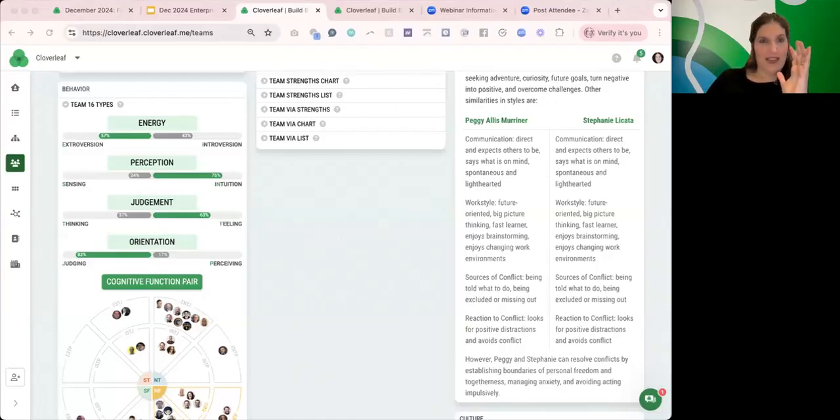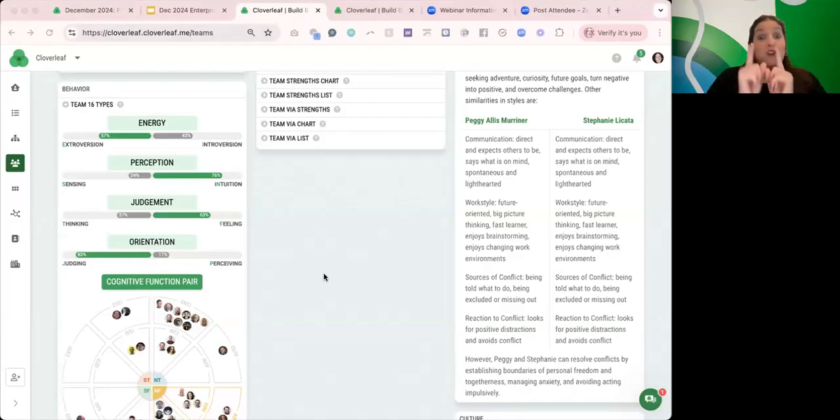The next thing you want to do, and again, if you're following along in the guide, stay in the resource, but I'm going to stay on the visual. Look at the communication piece. Are you similar? So in this instance, me and Peggy are similar. We're direct and we expect others to be. We say what's on our mind and we're spontaneous and lighthearted. So if you are the same, what approach could you use to leverage this?